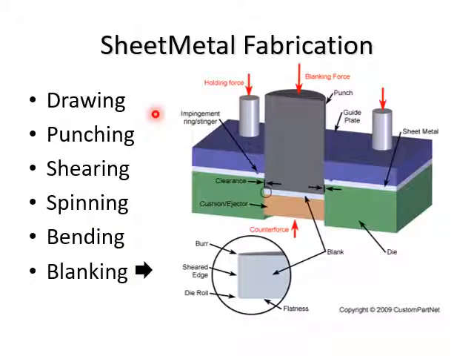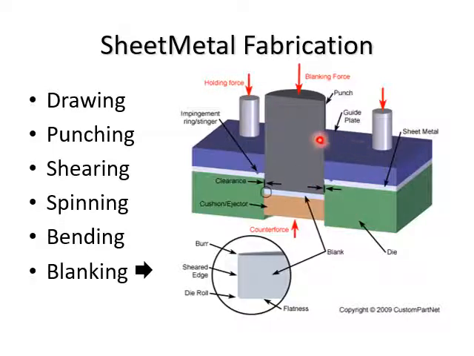These are some example processes for metal sheet fabrication. You have drawing, punching, shearing, spinning, and blanking. So in the case of blanking over here, you can see in the figure, the metal sheet is held in between the die and the guide plate, and then it will be held by the holding force over here.